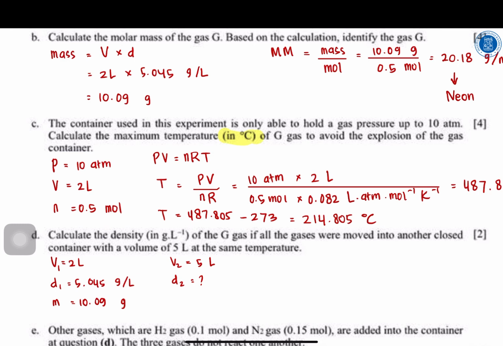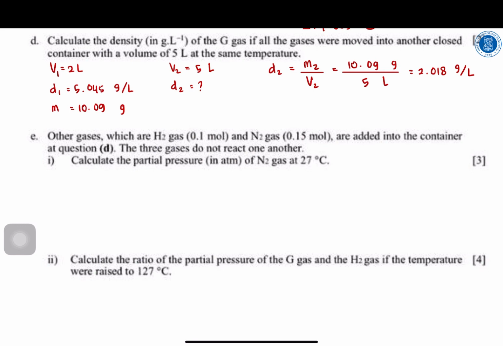In that case, we can calculate the density here, which is mass divided by the volume. So here we have the mass, which is 10.09 gram, and then divide it by the 5 liter. So this is now 2.018 gram per liter. So this is the new density of the gas when it is moved to a new volume. Now let's take a look at the question E.